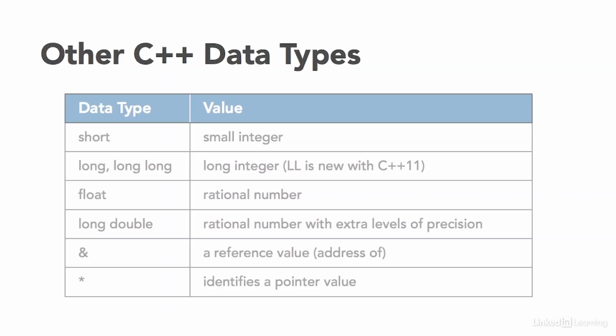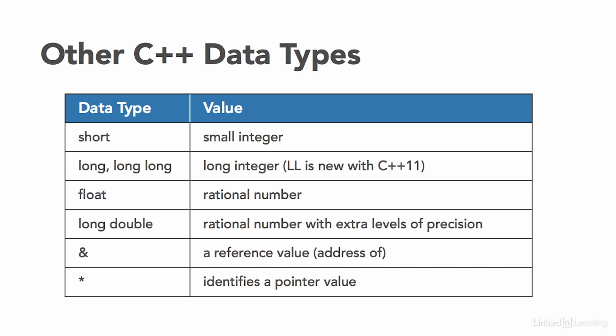In addition to those 4 fundamental data types, we have some variations, such as short, which is actually a small integer. It takes up less space. So if you know that your numbers are only going to be from 0 to 256, you might want to use short instead of int. It'll save space in memory. We have long and long long, where long long is new with C++ 11, but this allows us to do large calculations on large integer numbers. We have float, which is the small version of double, and that is a rational number with few levels of precision. And then the opposite would be long double, which is a rational number with extra levels of precision.